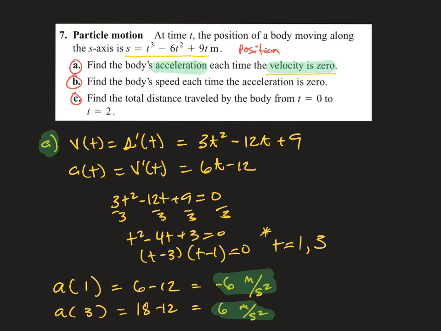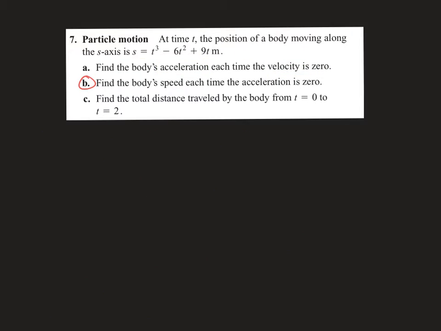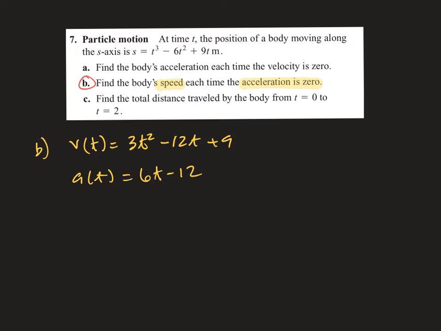I've used up the whole slide here, so I'll start a new screen for letter B. So in letter B, we're asked to find the body's speed each time the acceleration is 0. So we need those two functions again, the velocity and the acceleration. So let me just write those down real quick. This is letter B that we're working on. We said v of t was 3t squared minus 12t plus 9. And we said a of t was 6t minus 12.